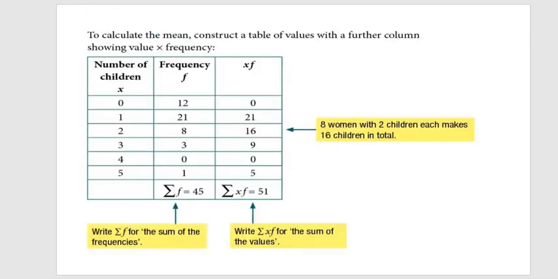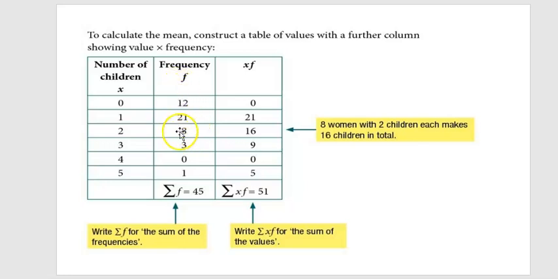Okay, so let's proceed. For us to be able to calculate the mean, we simply need to construct a table as the one you can see, a table of values with a further column which represents the value of x multiplied by frequency. So we have the number of children, which is x, and we have the frequency, that is how many women have that number of children. If we multiply this, we get f of x, or x of f. So 0 by 12 gives you 0, 21 by 1 gives you 21, 8 by 2 gives you 16, 3 times 3 gives us 9, 4 times 0 gives us 0, 5 times 1 is 5.